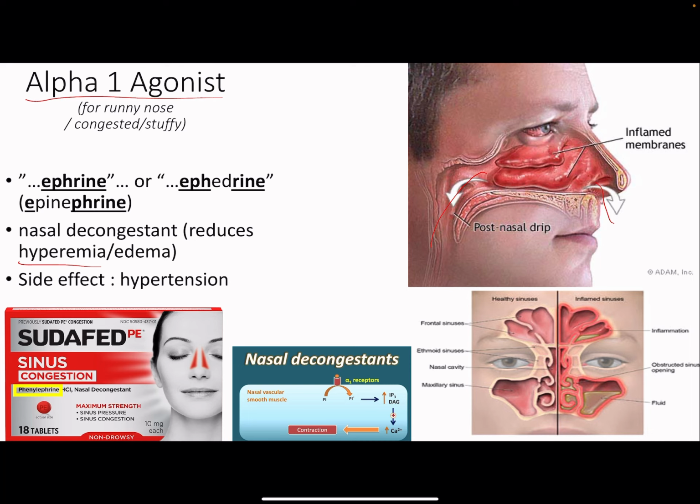Just think of the fact that epinephrine is an alpha-1 agonist, and these have ephrine in the names. That'll be helpful. So phenylephrine is Sudafed, and it is an alpha-1 agonist, and it is going to help you with congestion specifically.